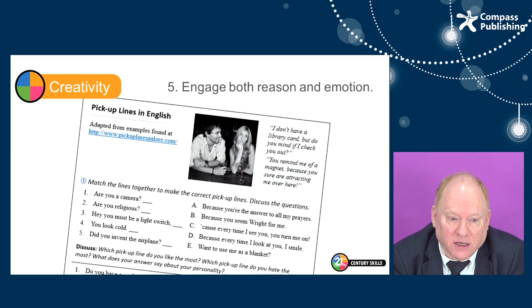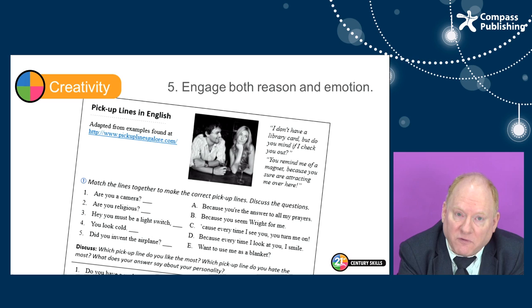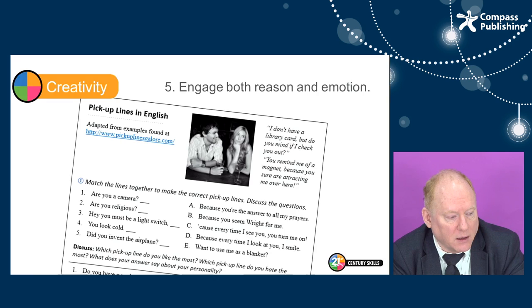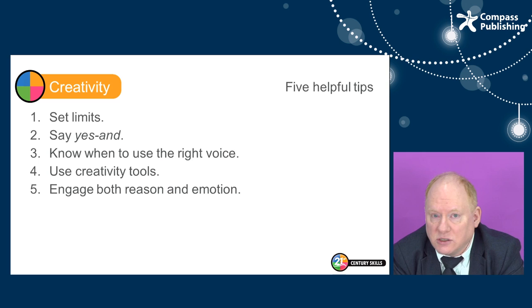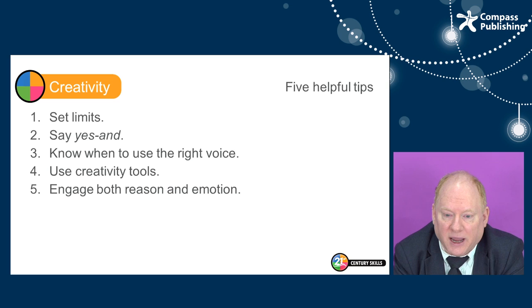So we want to connect emotion and reason. You want to get a sense of where your students feel or what they would appreciate on an emotional level. So if you can build that into creative tasks, that's very helpful. Boom. So let's break down those five helpful tips. Those five helpful tips are: set limits, say yes and, know when to use the right voice, use creativity tools, engage both reason and emotion. So I would put that somewhere on your desk just to keep yourself going as a teacher.